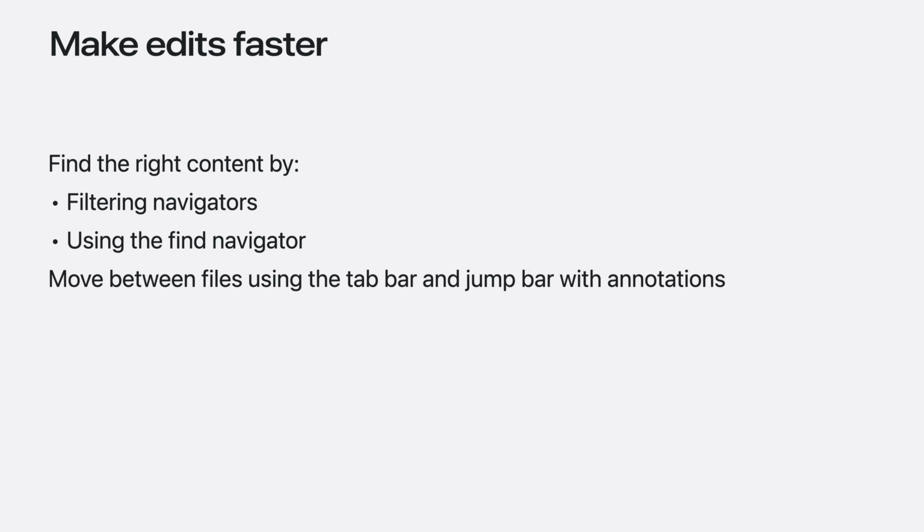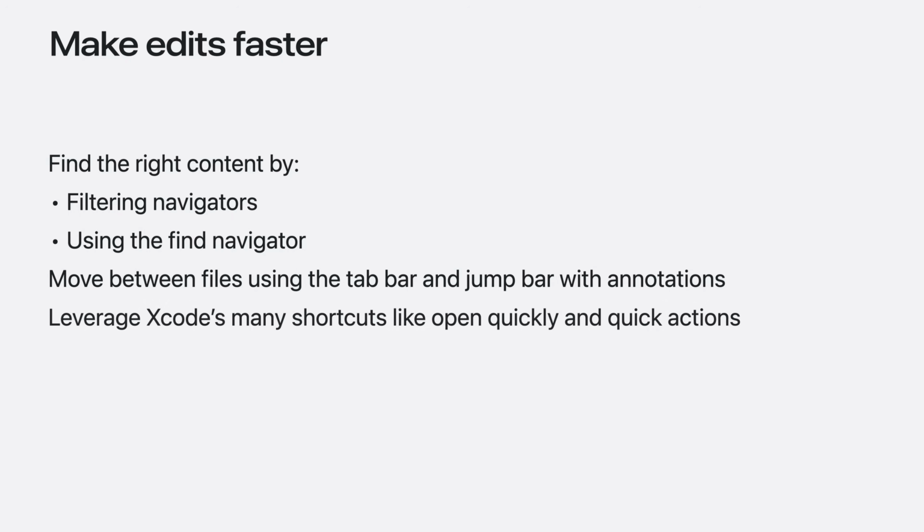Let's recap how to make edits faster in Xcode. We talked about how to find the right content by filtering content in the navigators and using the Find Navigator. We learned new ways to move between files using the tab bar, jump bar, and with annotations in your code. Don't forget to leverage Xcode's many shortcuts using Open Quickly and Quick Actions. And lastly, we talked about a few tricks for using Git.